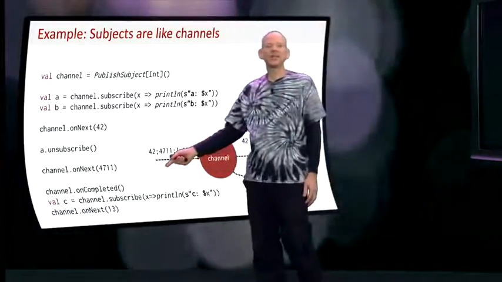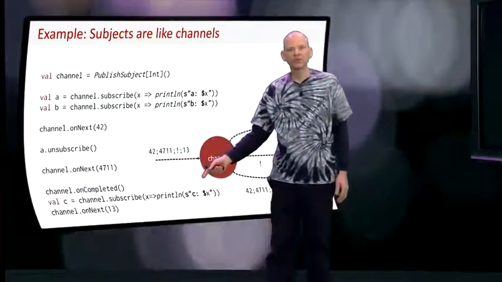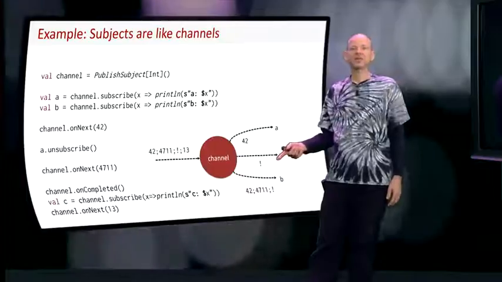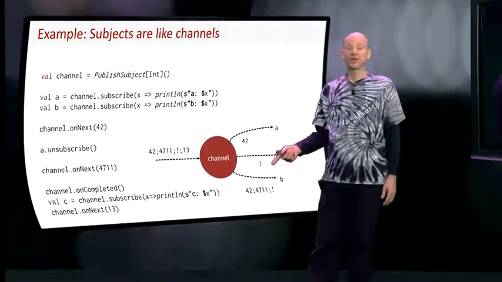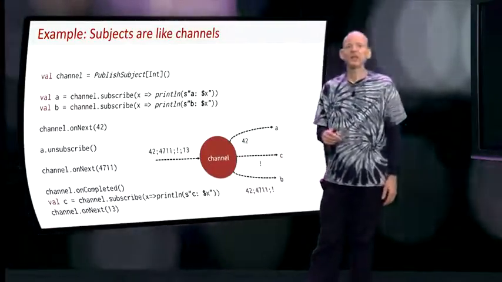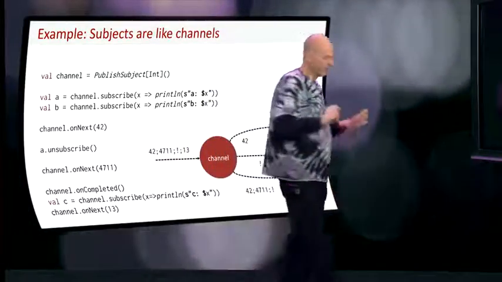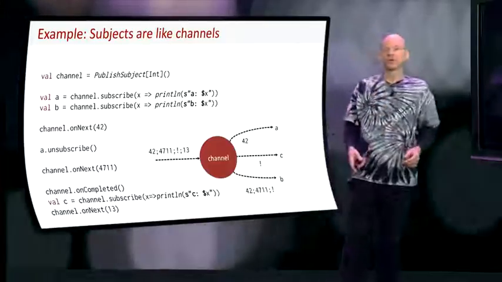Now we complete the channel. We subscribe to it with C, and what we will see is that C will immediately get on completed, and B will get on completed as well. And when we call on next again, nothing will happen. It will just be dropped on the floor.